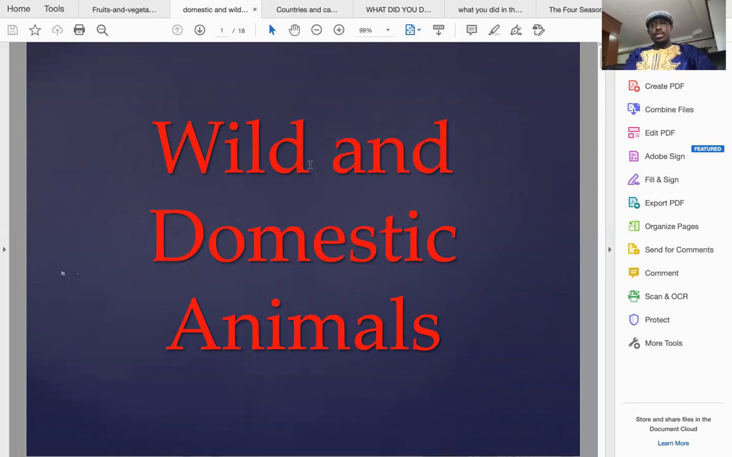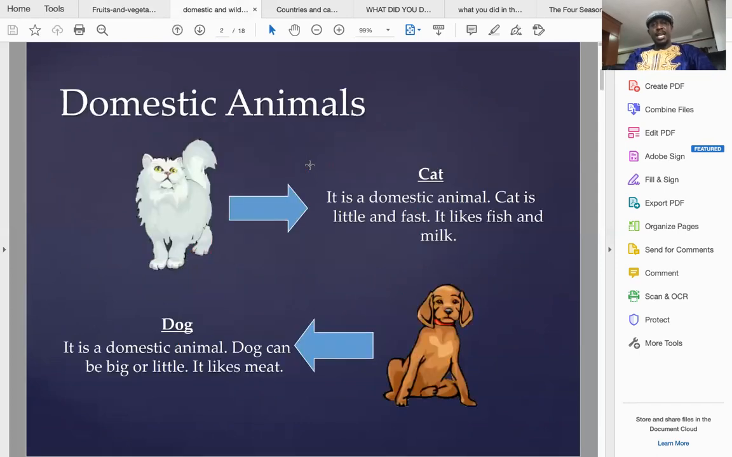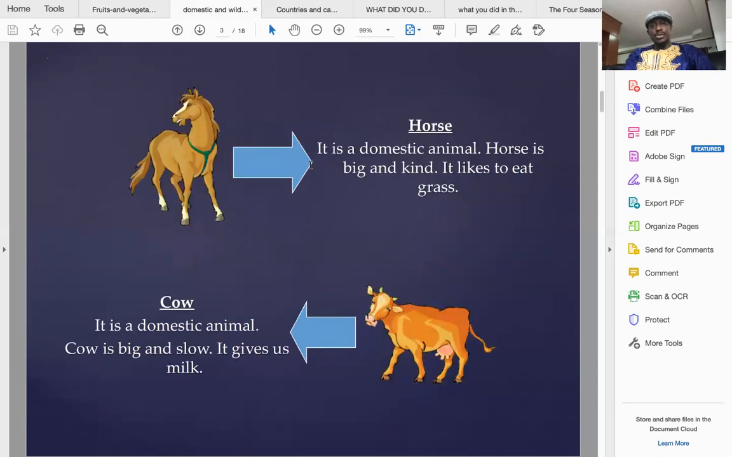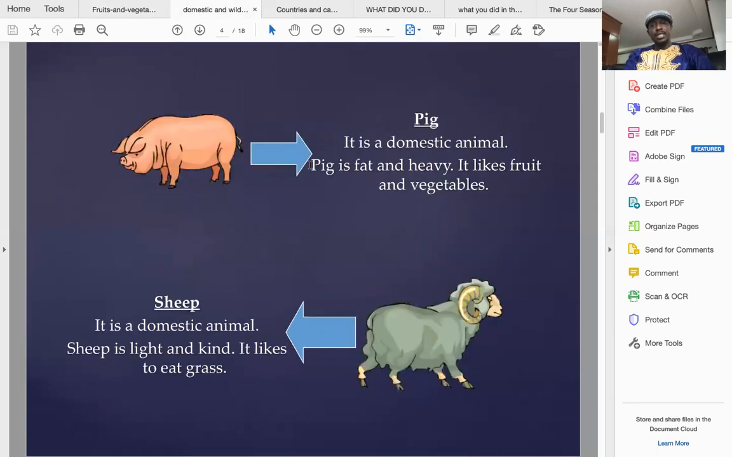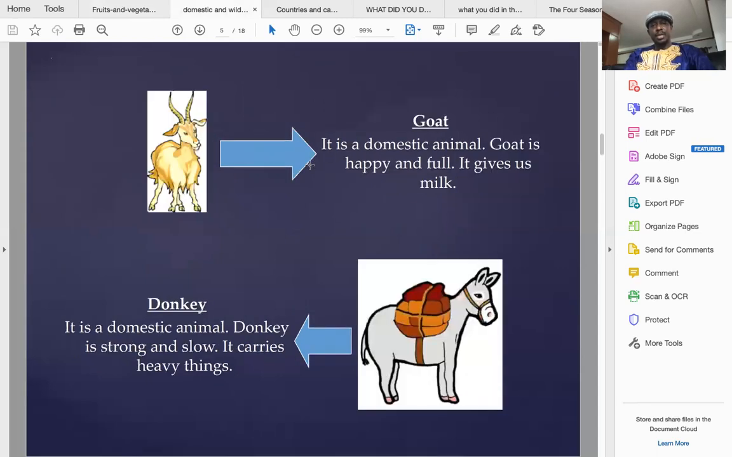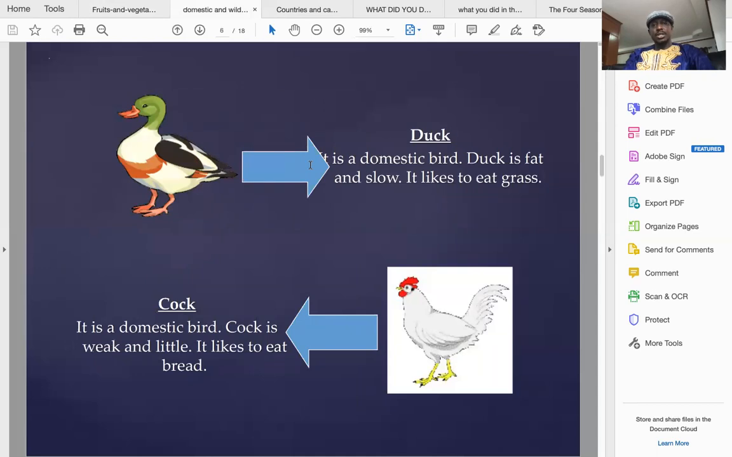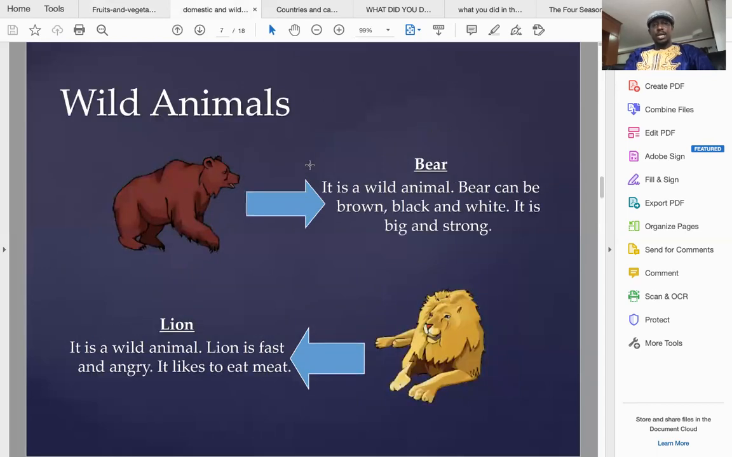So we also talked about the various types of domestic animals, and we looked at the cat, the dog, the horse, the cow, the pig, the sheep, the goat, the donkey, the duck, the cock, the bear. Now, from the bear here, we are getting into wild animals, okay? The bear is not a domestic animal, it is a wild animal, okay?